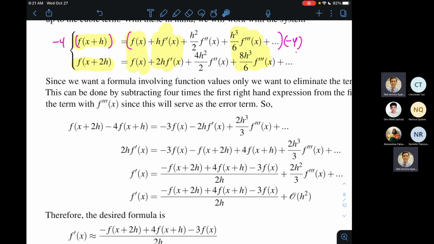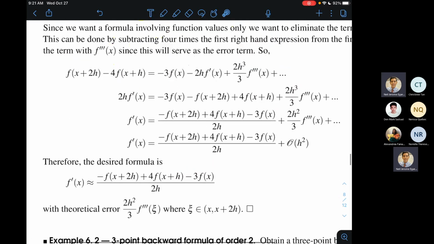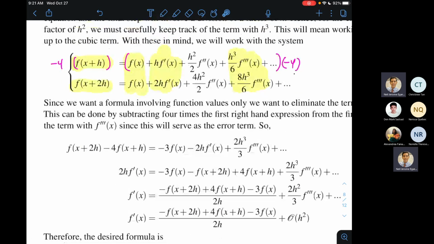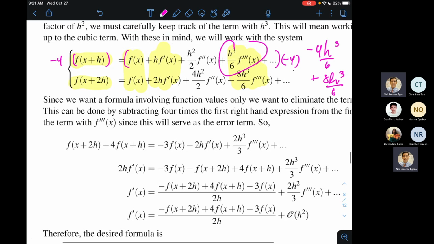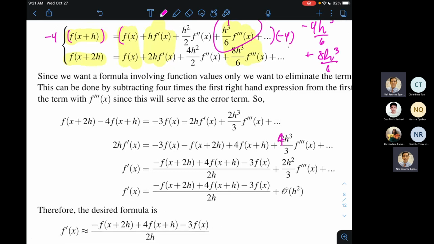Hold on, parang may typo rito. So, tingnan nga natin. So, dapat -4. So, magkakaroon ako dito ng -4h cubed over 6 plus 8h cubed over 6. So, dapat ito ay 4. Tapos, dinivide by 2, kaya siya naging 2 dito sa baba. Okay? And then this is perfectly fine because we were told to compute for a formula of order 2.